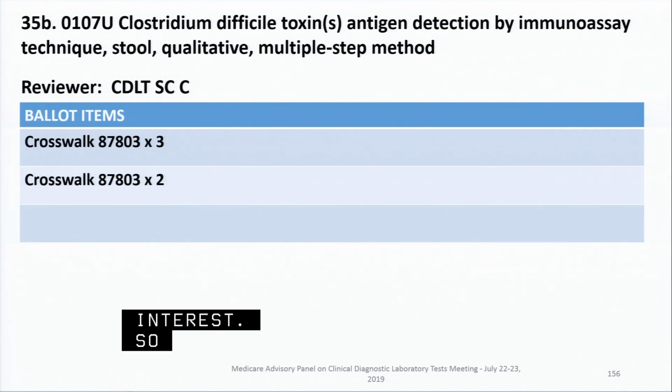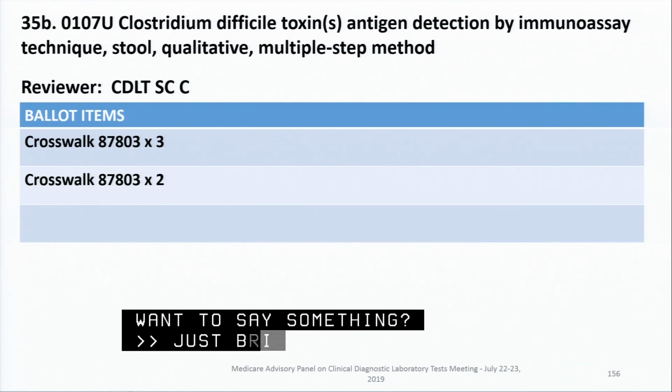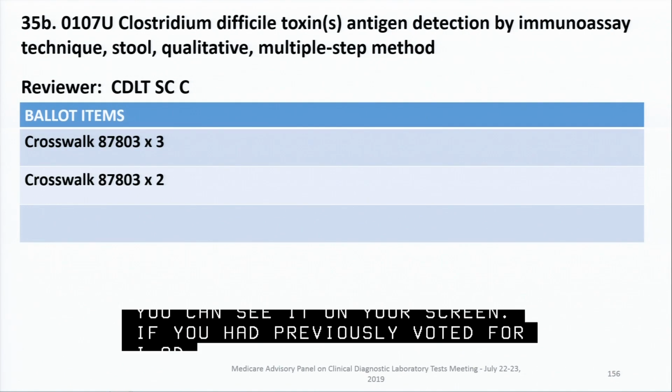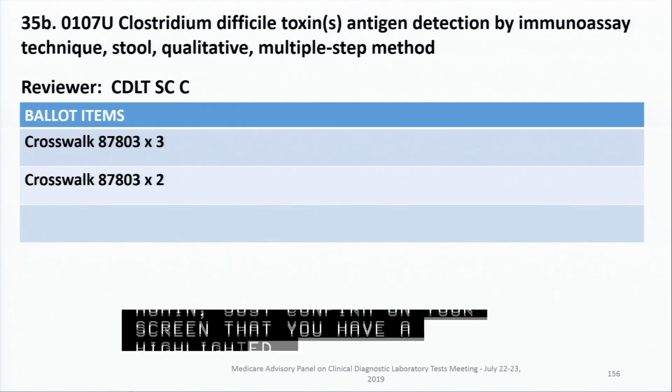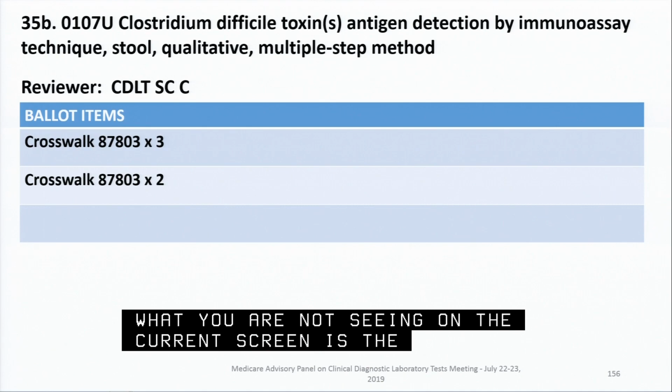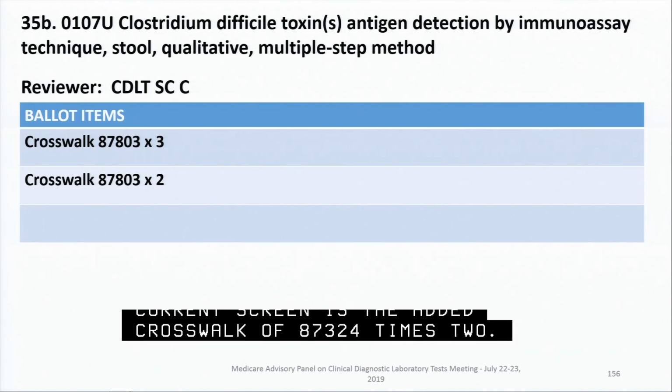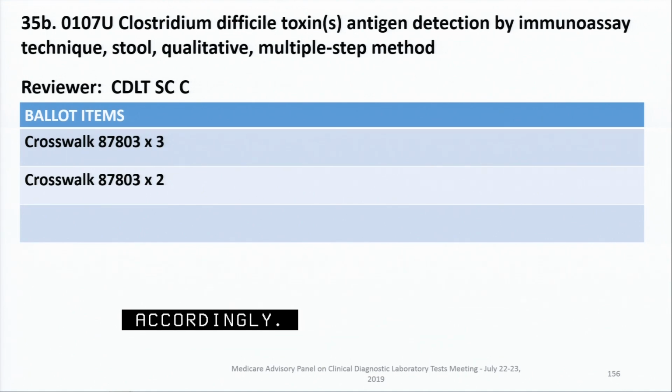Just briefly, I did add the option, you should see it on your screen, but if you had previously voted before I added that option, I cleared the results, so you will have to vote again. So again, just confirm on your screen that you have a highlighted option. What you're not seeing on the current screen is the added crosswalk of 87324 times 2. So please cast your vote accordingly. Okay, just everyone do me a quick favor. Check your screen has at least one option highlighted.